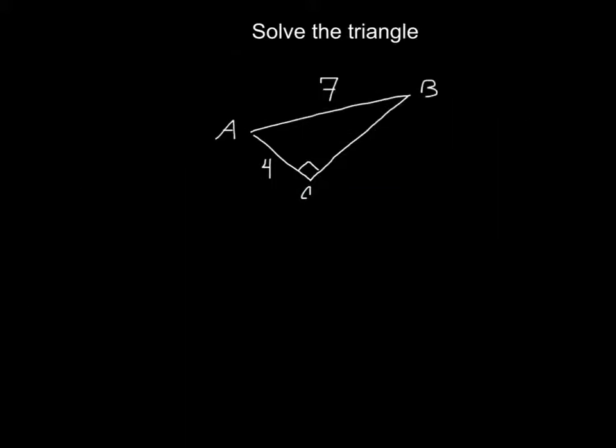Solve the triangle. Again, find all the missing information. We could start by finding side A. How do we do that? A squared plus 4 squared is 7 squared. So A is the square root of 49 minus 16. Rounded to the nearest thousandth, what is that? So this is 5.745.